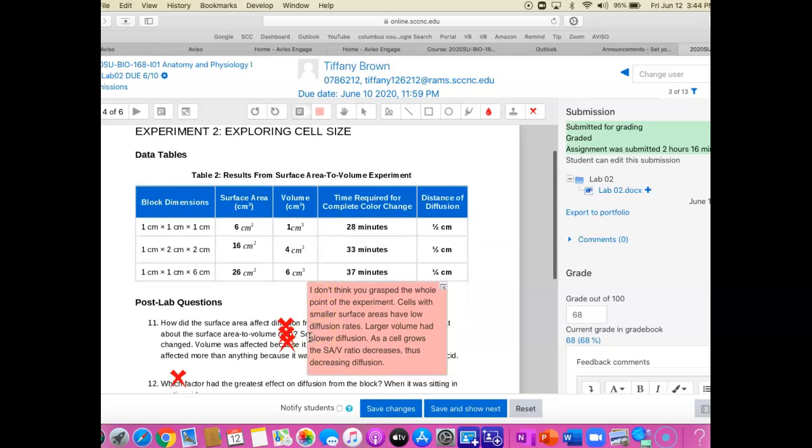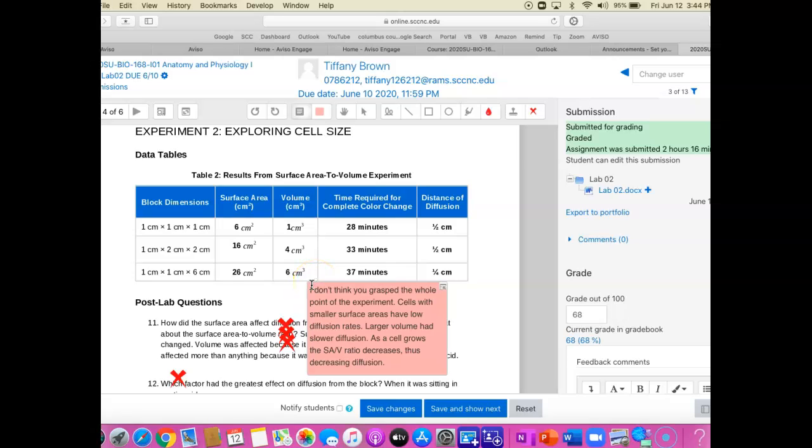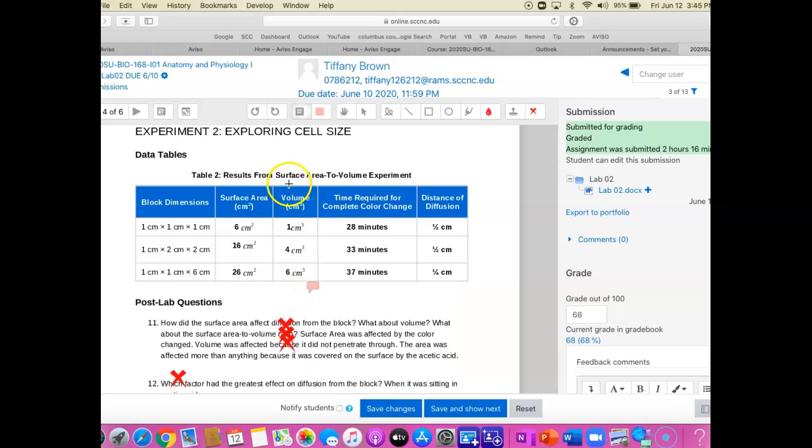You were able to do your calculations correctly, and a lot of people weren't, so that's great. However, I don't think you grasped the whole point of the experiment. Cells with a smaller surface area have low diffusion rates. Larger volume cells have slow diffusion rates. So as a cell grows, the surface area to volume ratio decreases, thus decreasing diffusion. So the whole thing is about the surface area to volume ratio.